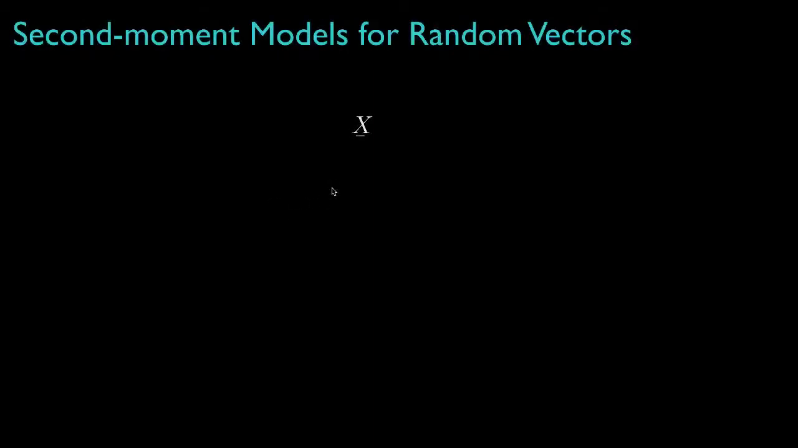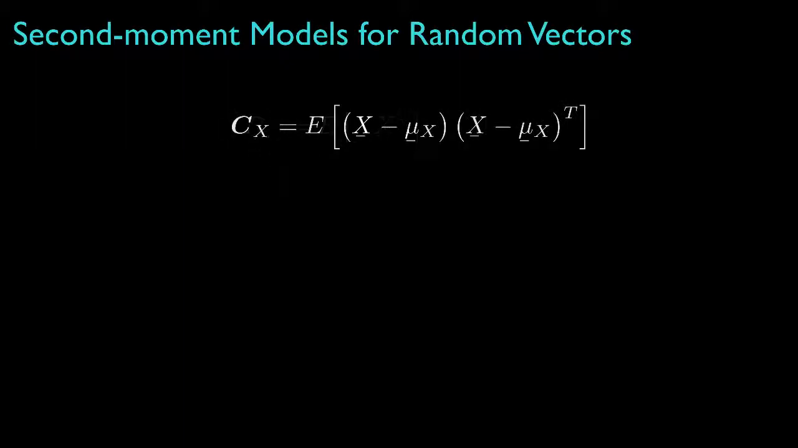Let's begin by summarizing the second order, or second moment, model for the random vector x. The first moment is the expected value, or the mean vector, mu. And the second moment, or expected value of the outer product, is the correlation matrix, R. And the second central moment, or the expected value of the mean-removed outer product, is the covariance matrix, C, which is equal to the correlation matrix minus the outer product of the mean vector.